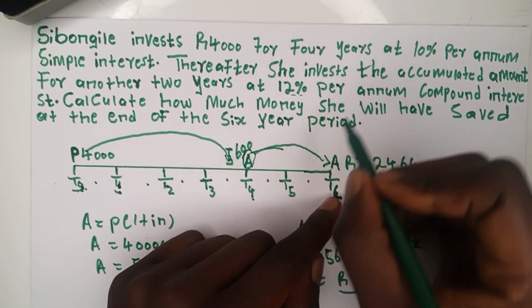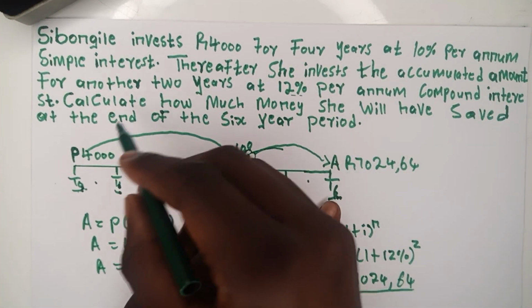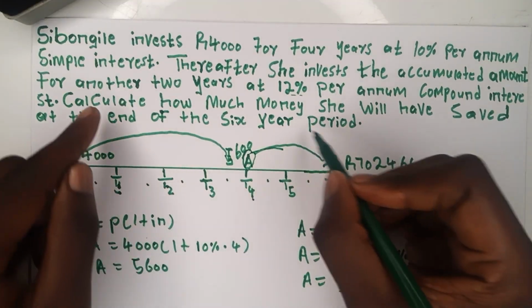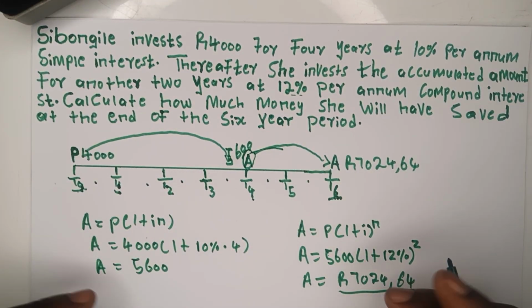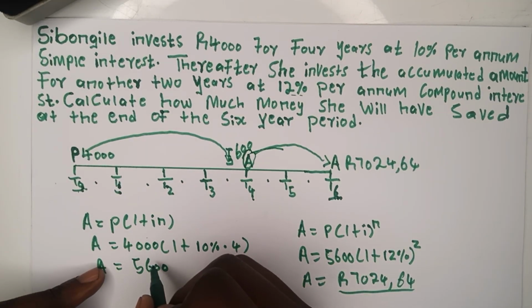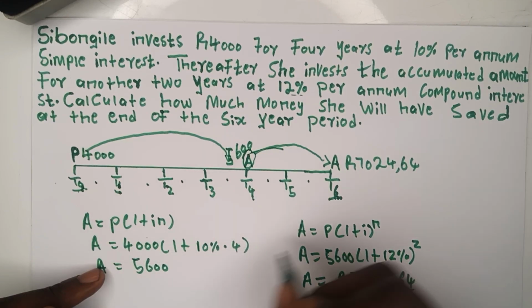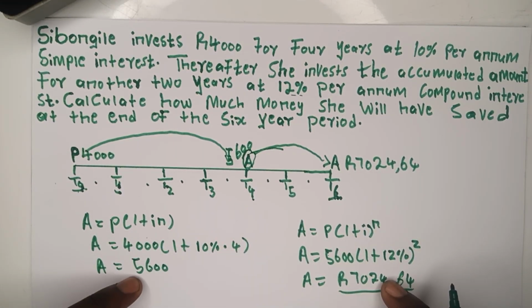But remember the question, they say that we need to calculate how much money she would have saved at the end of the 6-year period. So many students fall into the trap of thinking, oh, I found the amount that she invested after the 4th year, and then I calculated the amount for the remaining 2 years, then I'm going to add these two amounts.